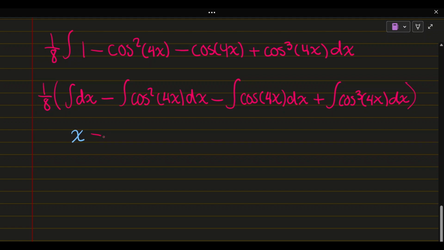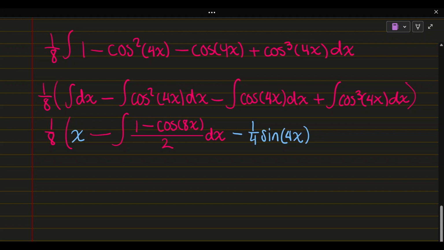For this next one, I need to again use the formula that I was using before. So this is going to be 1 minus cosine of 8x this time, because 4x is my argument, over 2 dx. My 1/8 is outside, sorry. And then the integral of cosine of 4x is going to be 1/4 sine 4x. So this will be minus 1/4 sine of 4x. And you can see that through a simple u substitution. And this last one, we're going to have to do a little bit more work.